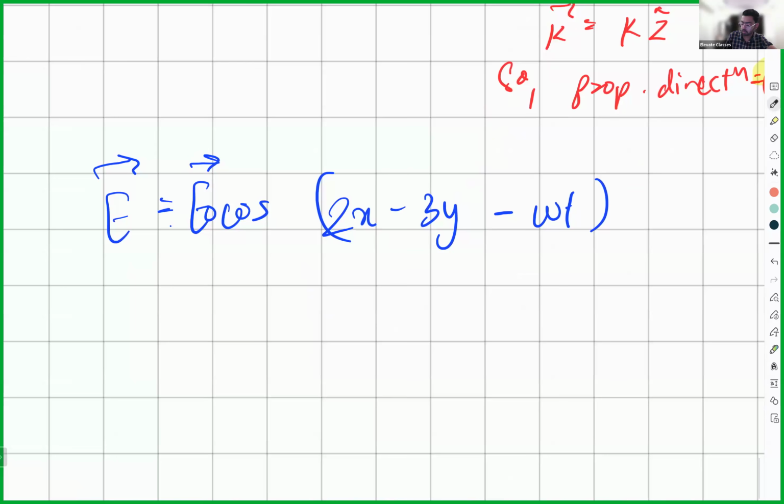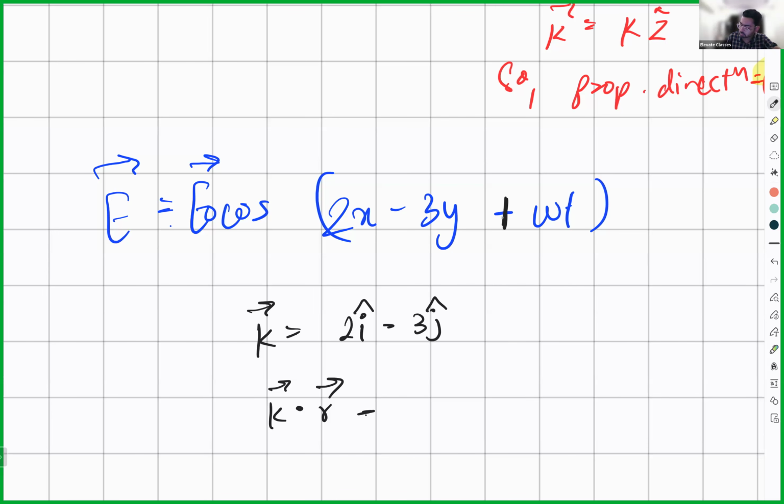Let us say I have this one. So here the k vector by the comparison will give me 2i cap minus 3j cap. Do you agree? Because dot product with xi cap, yj cap, zk cap will then give you 2x minus 3y. Right. So I have a case of k dot r.